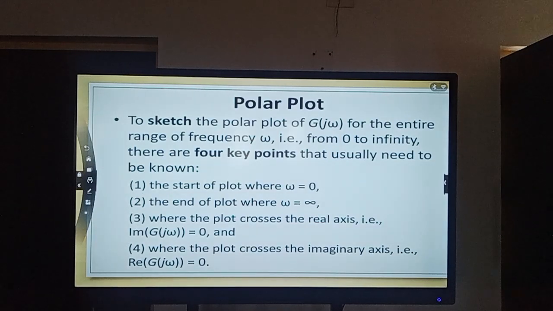So next, how do we need to sketch the polar plot? The polar plot of G of j omega for the entire range of frequency, from where to where? From 0 to infinity.